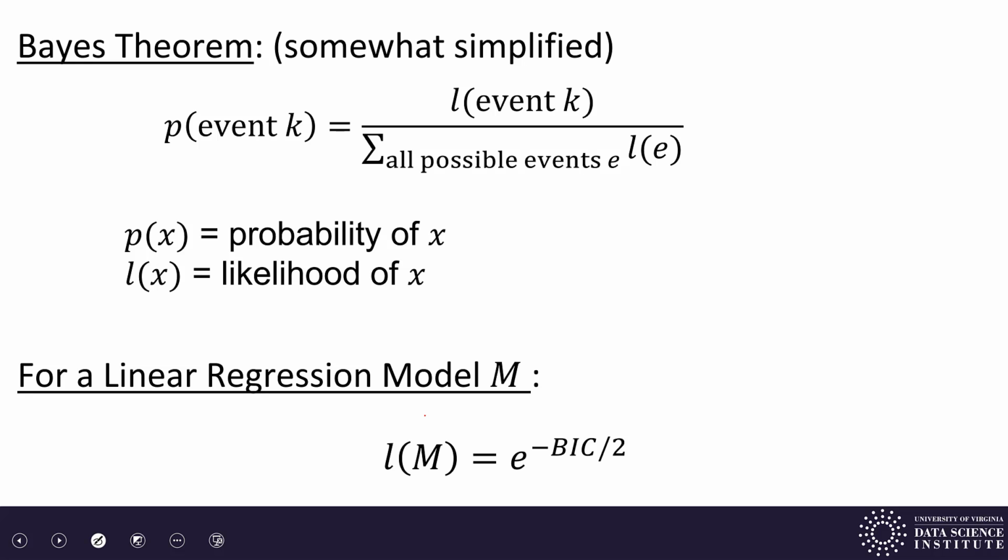Combine this with the formula for likelihood for a linear regression model. The likelihood for a linear regression model in a Bayesian derivation is e raised to the negative BIC over 2. So what does that mean? That means if we do Bayesian model averaging, right?